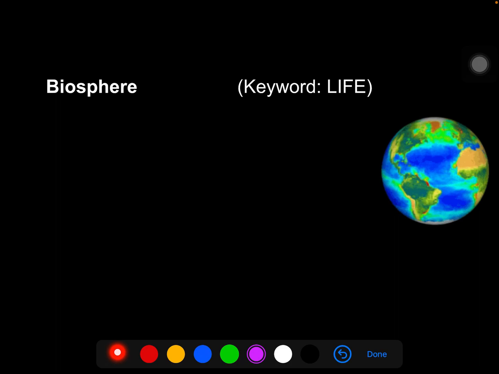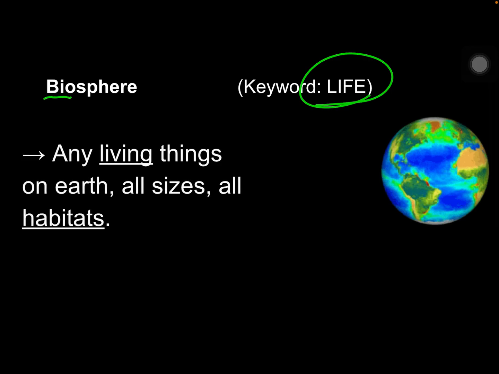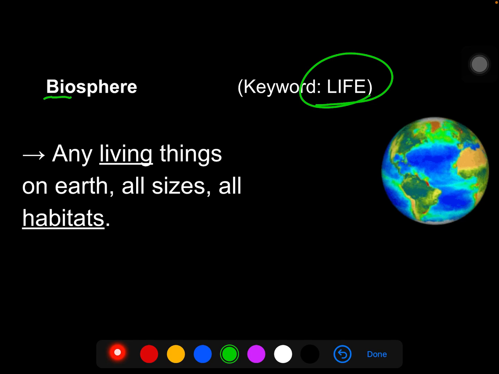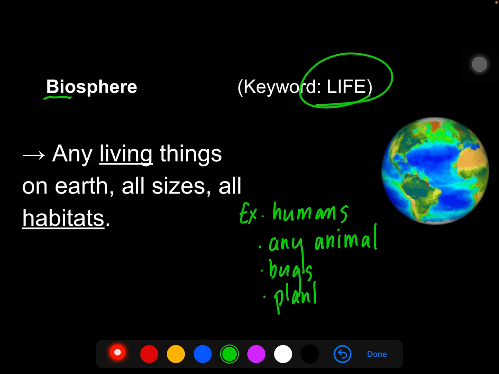And finally, our fourth sphere here is the biosphere, key word being life. So these are all living things within the biosphere. Any place on Earth, any habitat, any size, which means we're going from humans to any animal. So we can say squirrels to sharks to dolphins to bugs, right? We can be thinking about plants, trees, flowers, bushes, grasses, as well as bacteria. Those are living things inside of our bodies or on the Earth, anywhere. Any living thing for the biosphere.